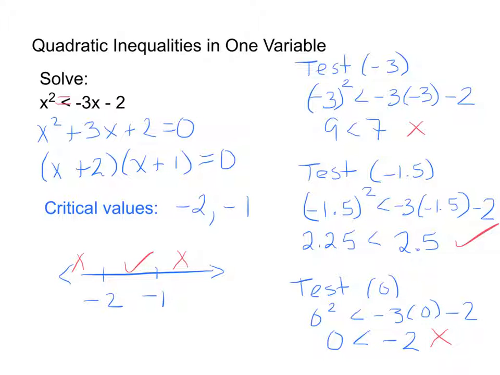And you can see that the solutions to this inequality are the ones that fall between negative 2 and negative 1. The way I'm going to write that answer is negative 2 is less than x is less than negative 1. That's the answer to this inequality.